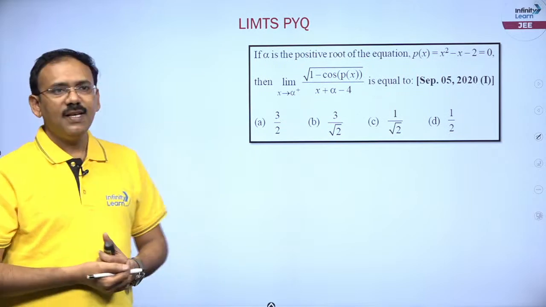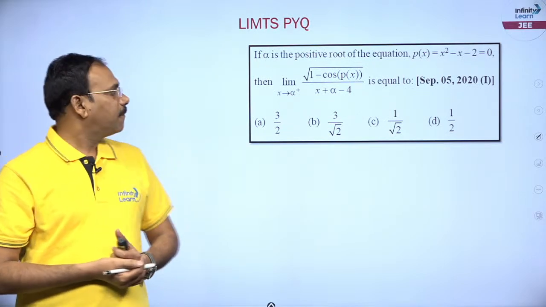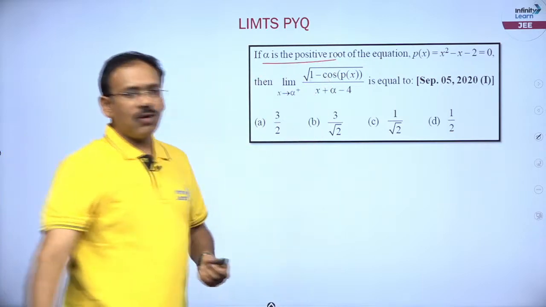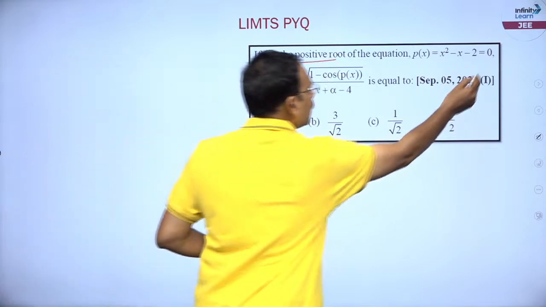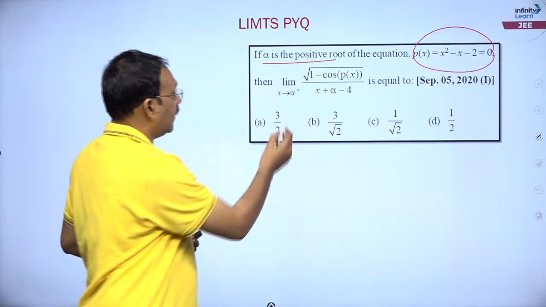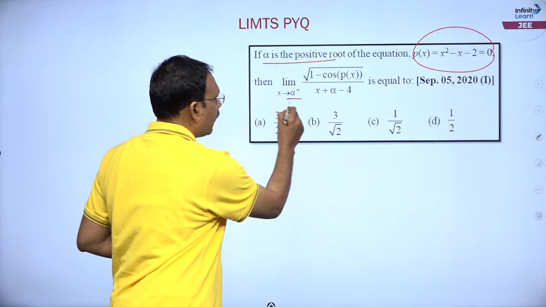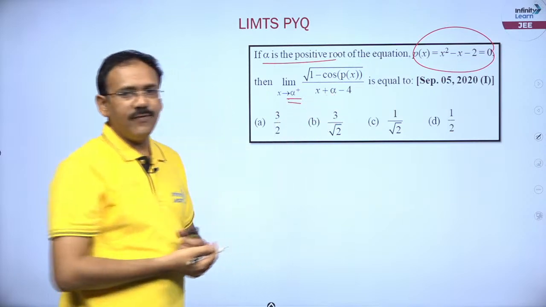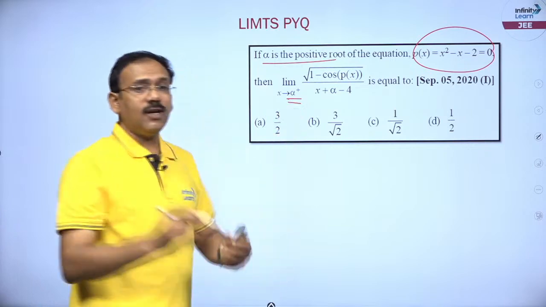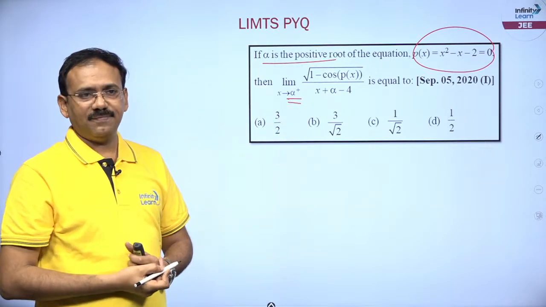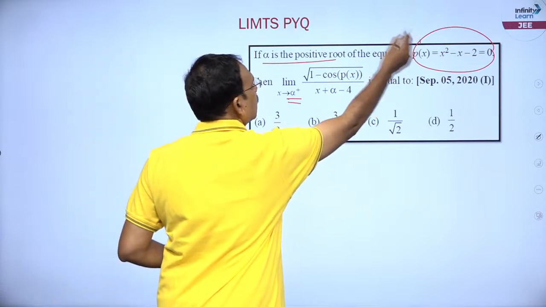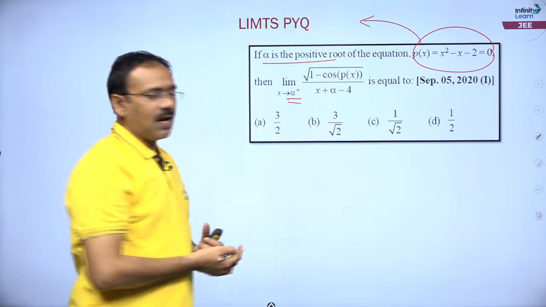You see this question: alpha is a positive root of this particular quadratic equation. The next, limit x tends to alpha plus, this limit is given. So to evaluate this limit, first of all you need to find alpha. This is a simple quadratic equation which can be solved.